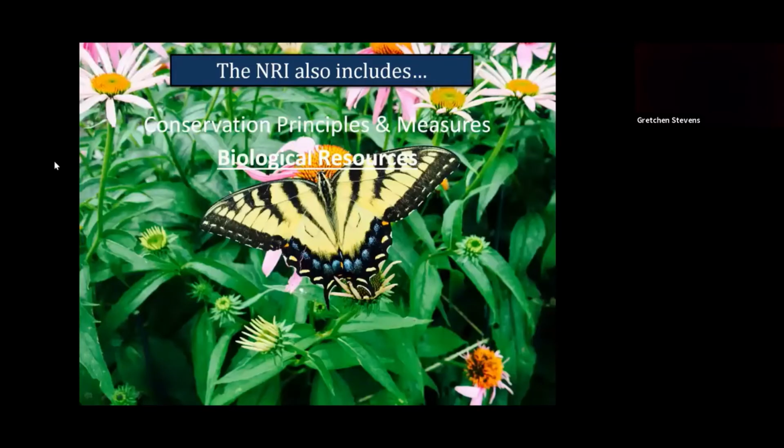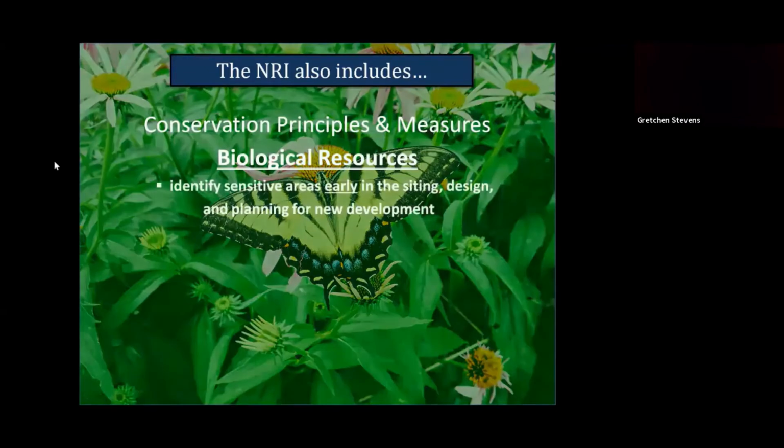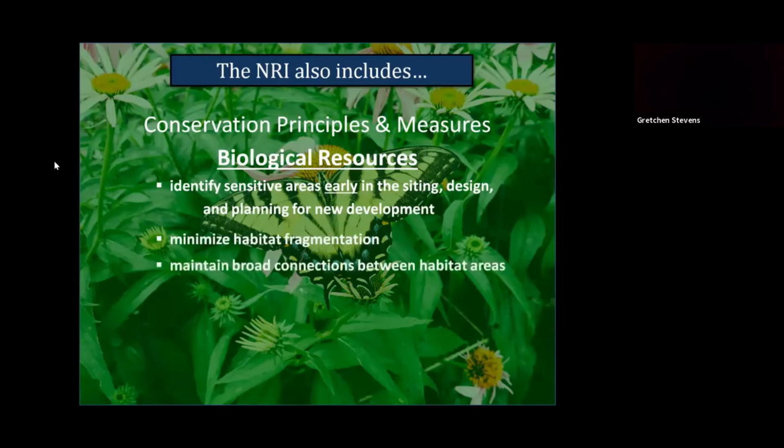For protecting biological resources, measures such as identifying sensitive areas early in the siting, design, and planning for new development, minimizing habitat fragmentation, and maintaining broad connections between habitat areas and broad buffer zones around sensitive areas of all kinds.